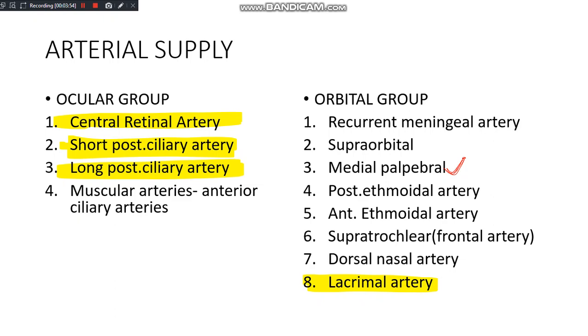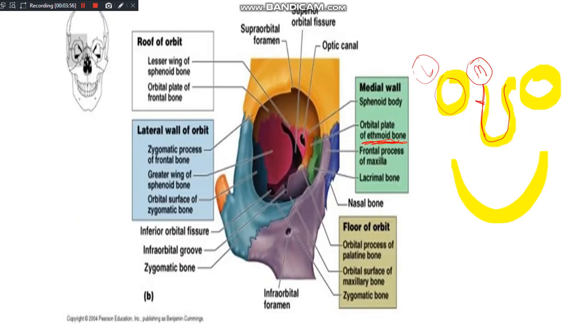Now, before learning the next arteries, let me show you this diagram of the orbit. You just need to remember one thing at this moment: the medial wall of the orbit is formed by the ethmoid bone. This is just to make the explanation simpler. If this is your orbit, then the medial side is also known as the nasal side. Why? Because it is near to the nose. Simple.